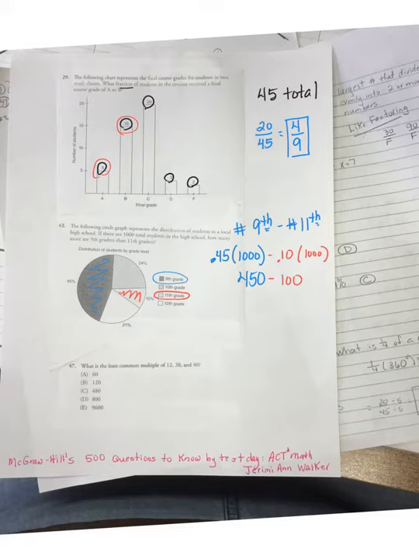I keep saying 10th graders. I don't know why. So when I take my 450 and subtract my 100, that leaves us with 350 difference, 350 more freshmen than we have 11th graders. And that's what they ask us. How many more?